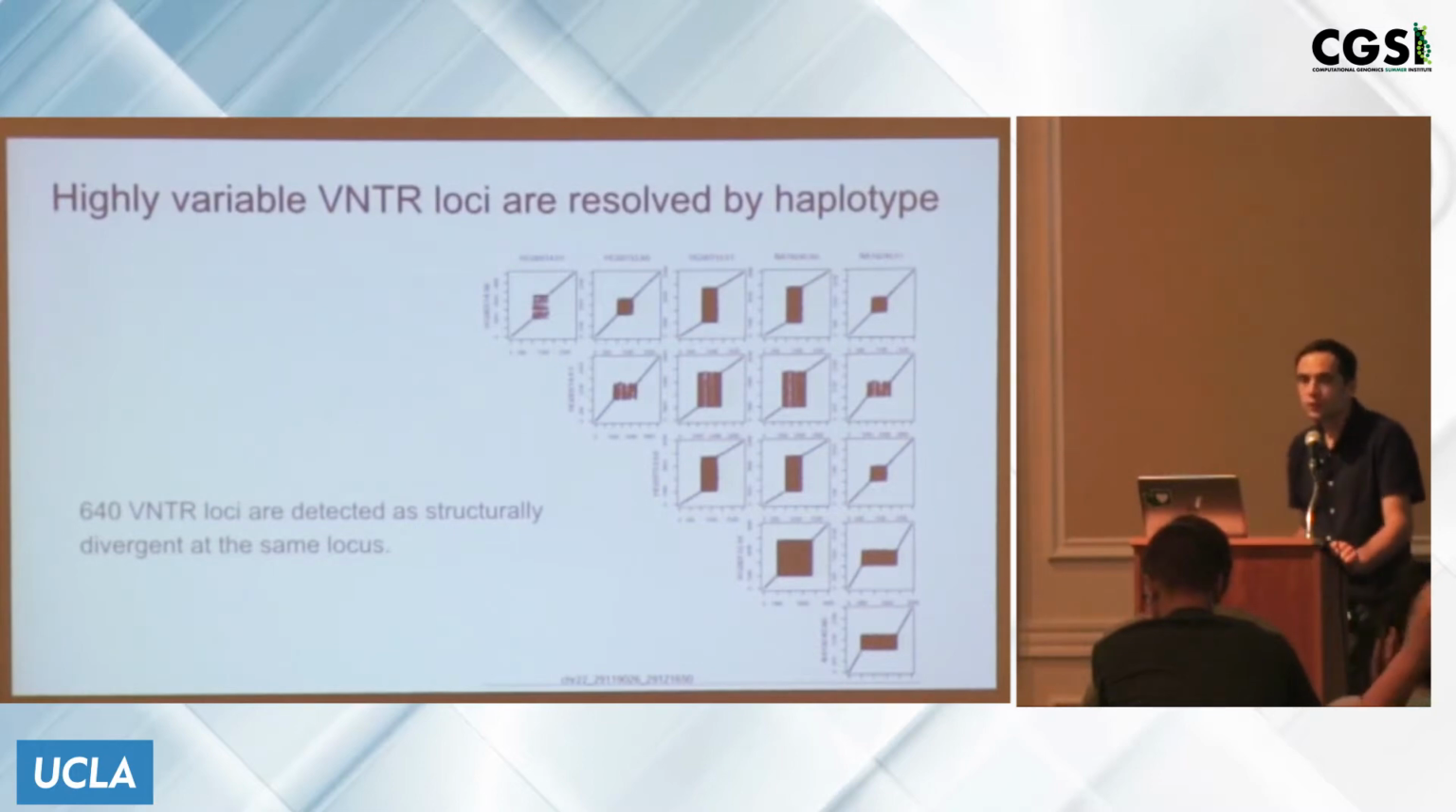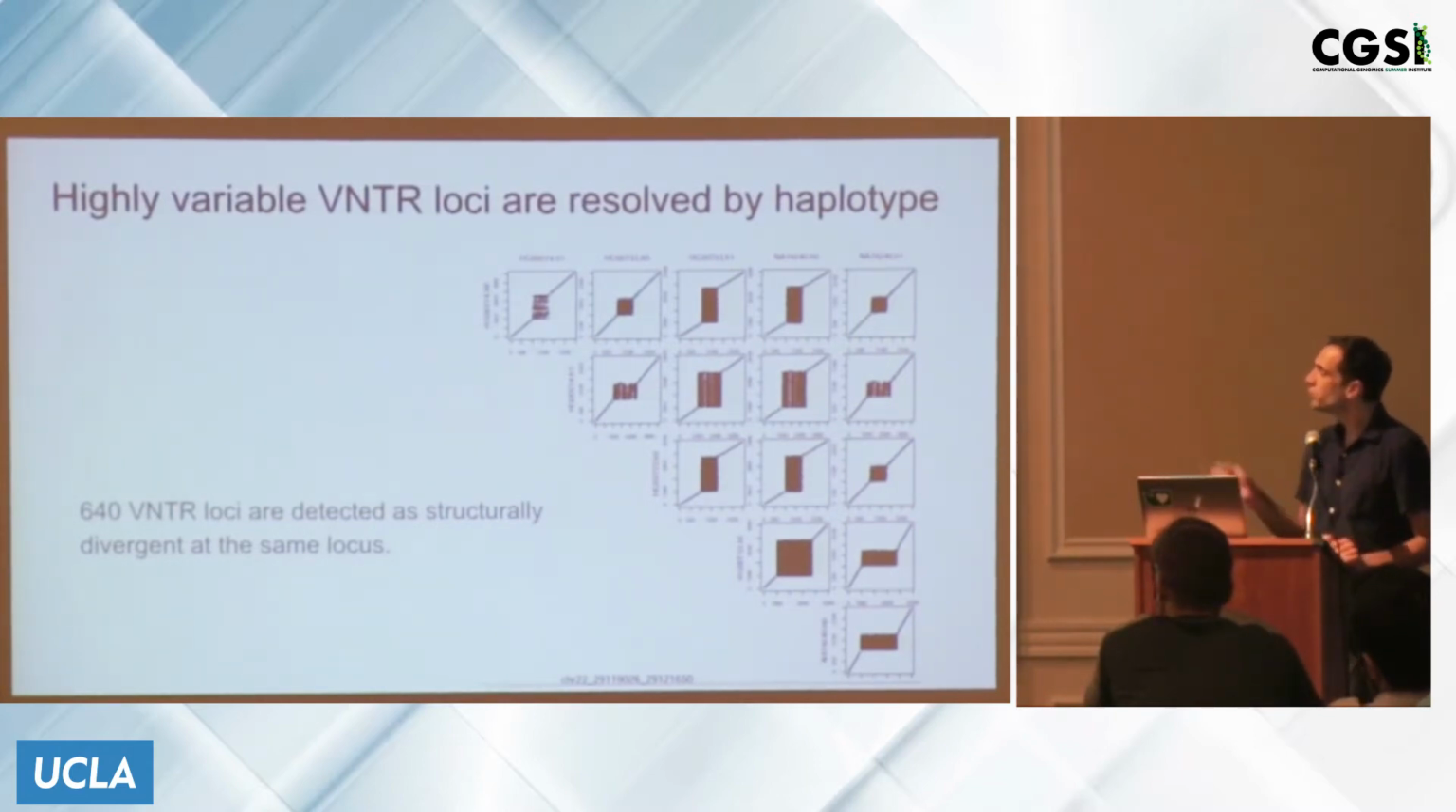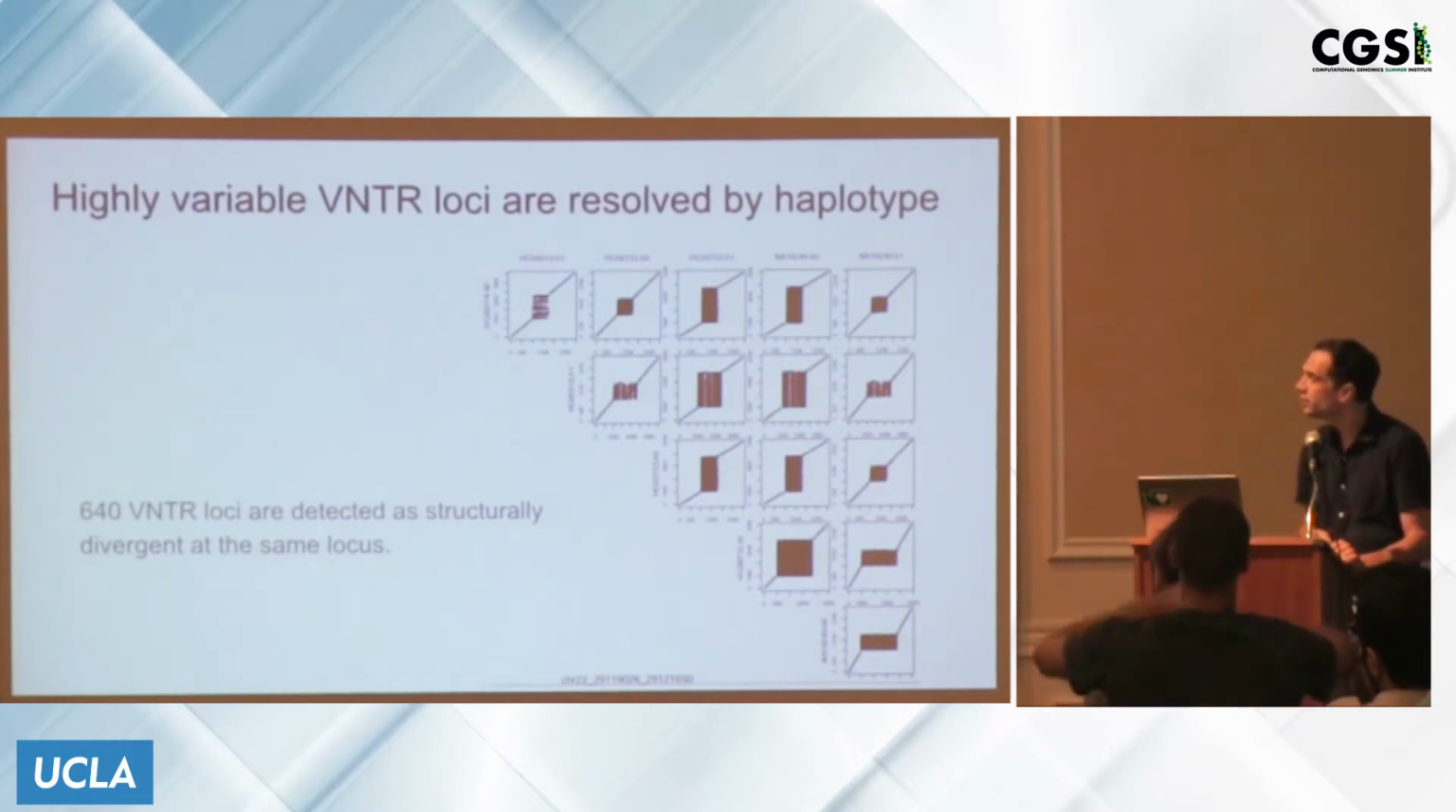What's also nice with phased SV is we essentially get completely resolved haplotypes. So we have assemblies of the 2 haplotypes of all of the individuals. And what we can look at is interesting regions where you can, for example, find VNTR loci that are structurally divergent at the same locus across all haplotypes that are seen.